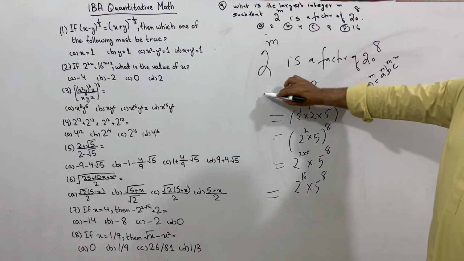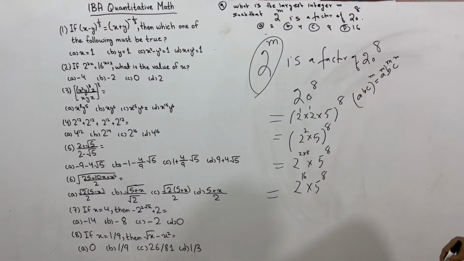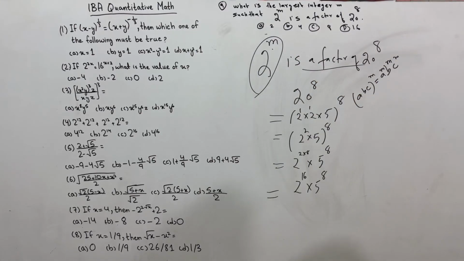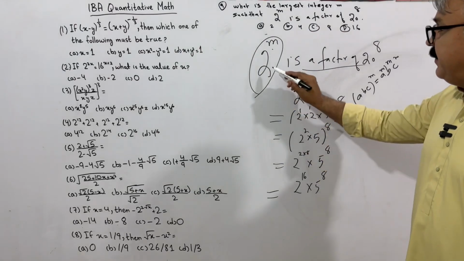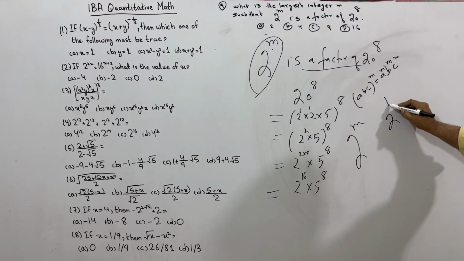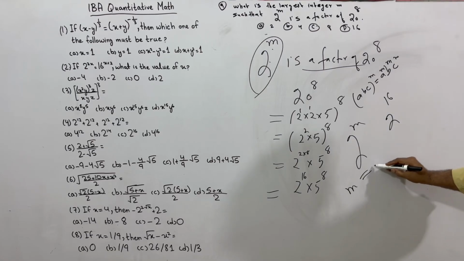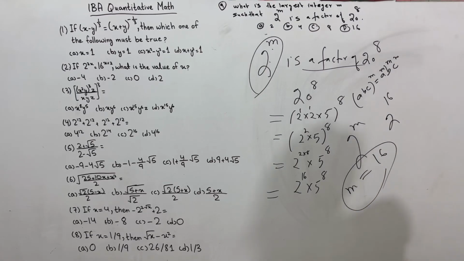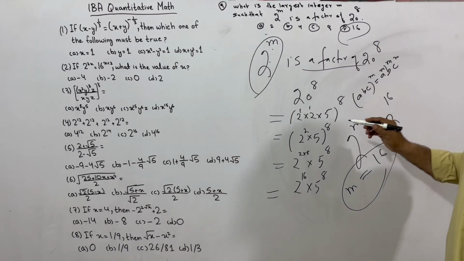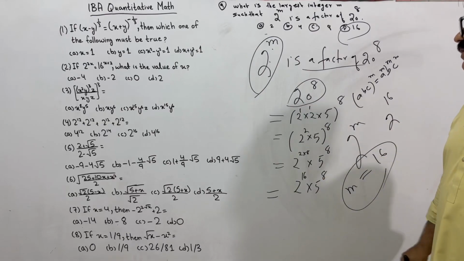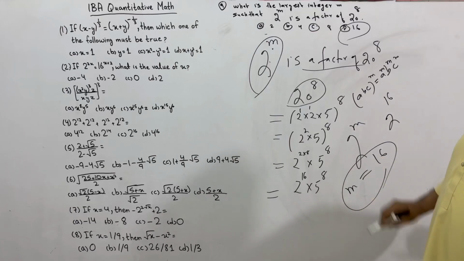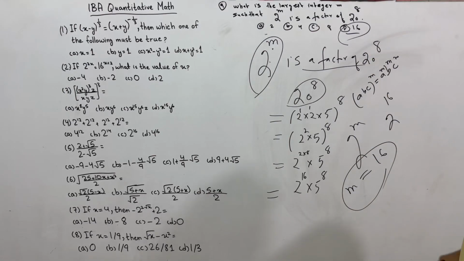Now we have been asked to determine the largest value of m when 2 raised to m is a factor of 20 raised to 8. So in that case, if we compare 2 raised to m with 2 raised to 16, our m is easily 16. So the largest possible value for m in that case is 16. 2 raised to 16 is a factor of this one. For the value of m, our correct option is 16.